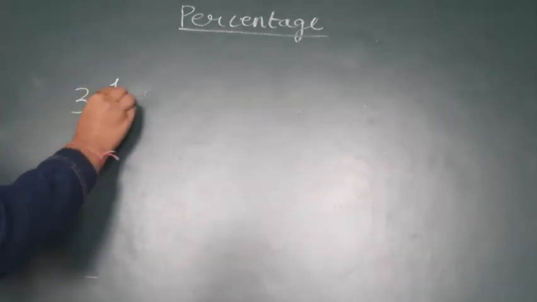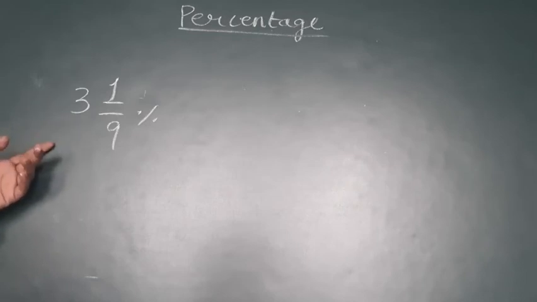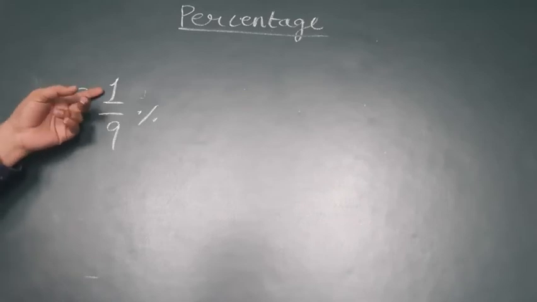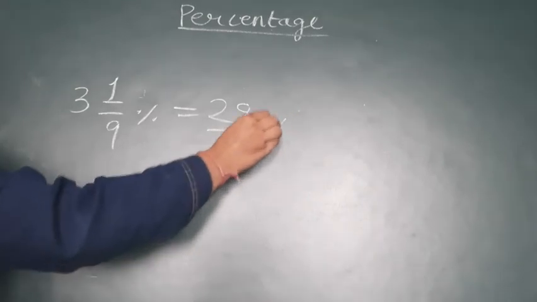Okay, taking some more examples. For example, if it is given to you, convert 3 1 upon 9 percent into fraction in its lowest terms. Lowest terms means you have to simplify the final answer. You have to check whether it can be simplified or not, and then you have to simplify. Okay students, so 3 1 upon 9, since it is a mixed fraction, first of all convert it into an improper fraction. 9 3s are 27, 27 plus 1 will be 28. So now it is 28 upon 9%.